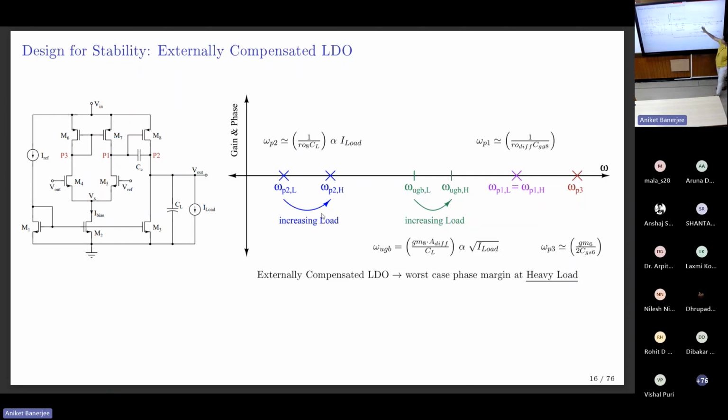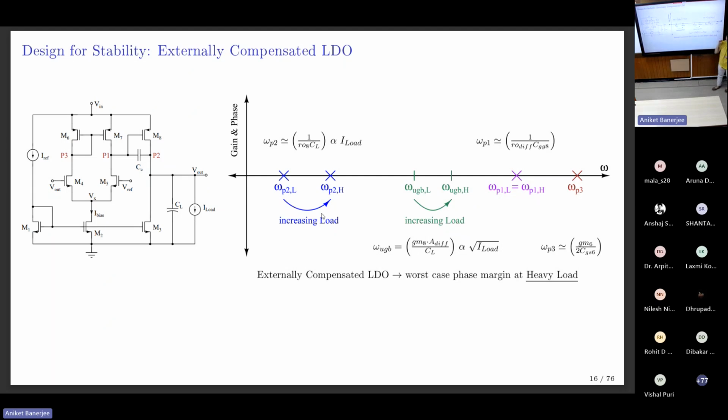The unity gain bandwidth, the expression is here, but the unity gain bandwidth will also go higher in frequency with load currents. So think about a scenario where I am drawing more and more load current. Monotonically, the dominant pole or the output pole will move out, the unity gain bandwidth moves out, and the pole here, or P1, is not changing with respect to load, for example. In our case, that's the case.